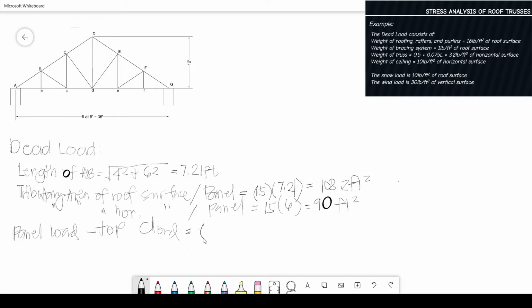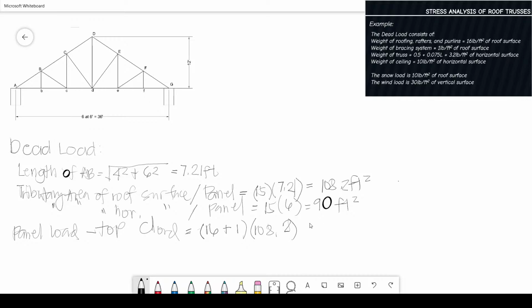I am repeating myself. So, that is 16 pounds per square foot. Plus 1, because of the bracing system, times 108.2. We multiply it because the 16 for the roofing, rafters, and purlins is on the roof surface. Then we add 1 because the bracing system is also on the roof surface. Then we multiply by the roof surface, 108.2.